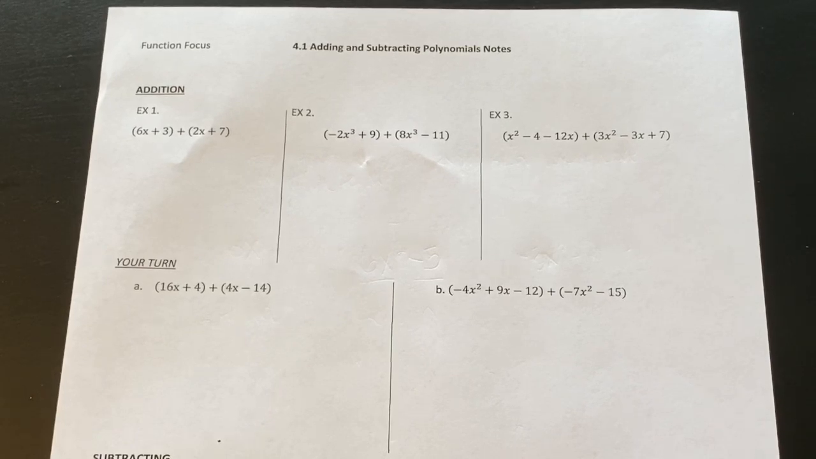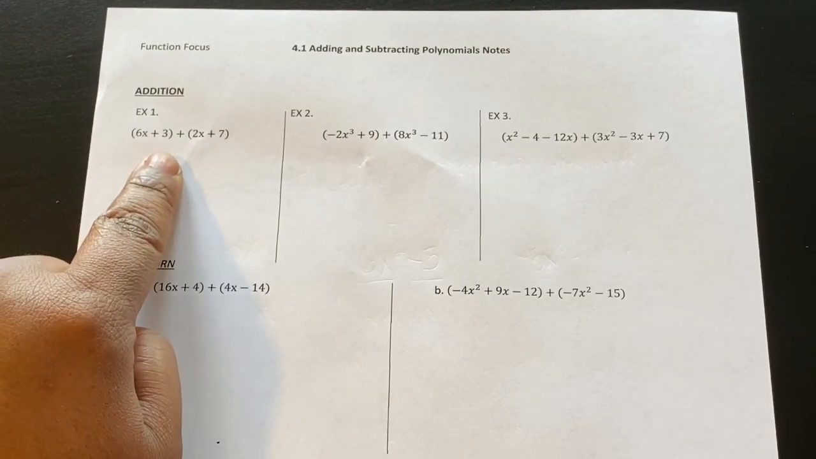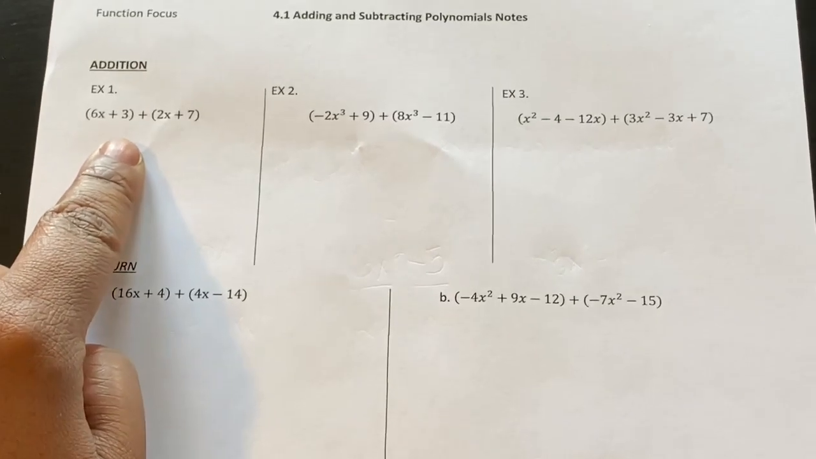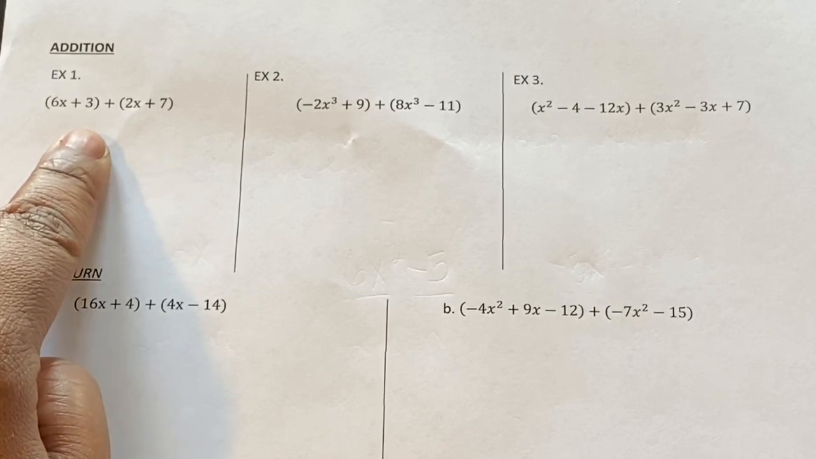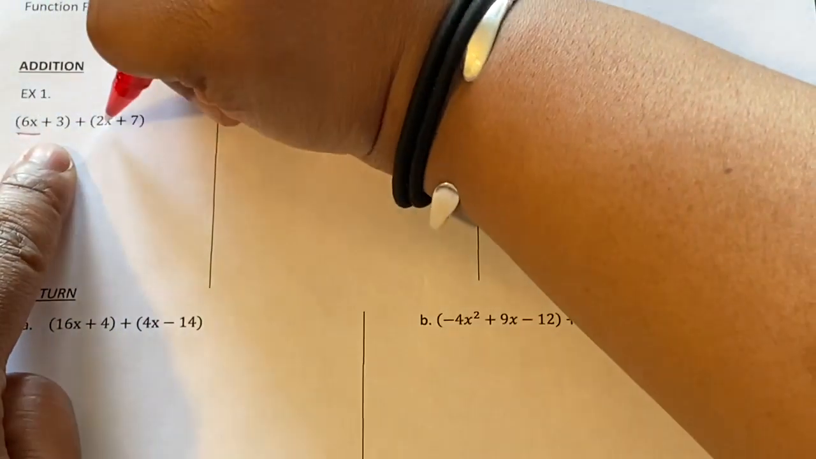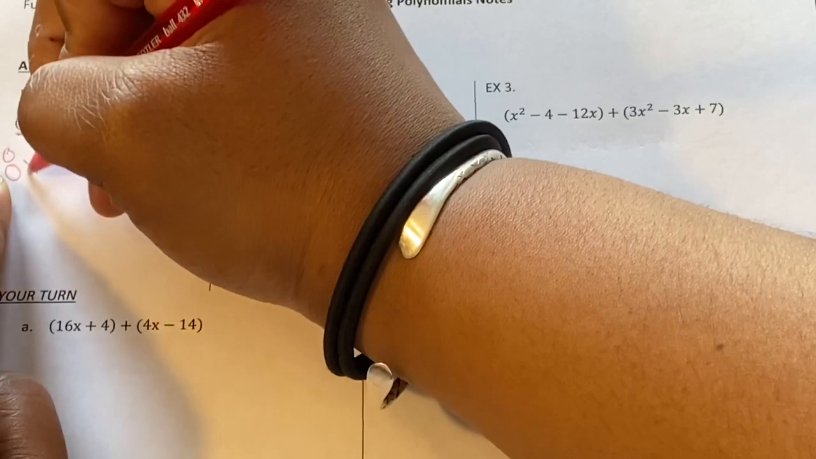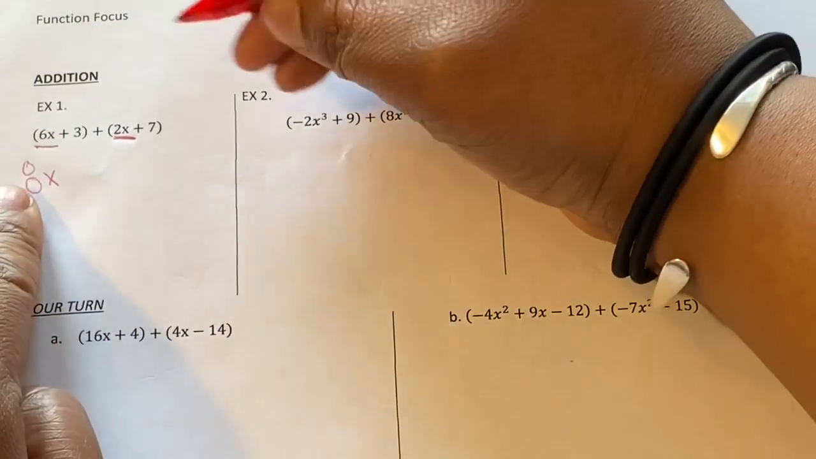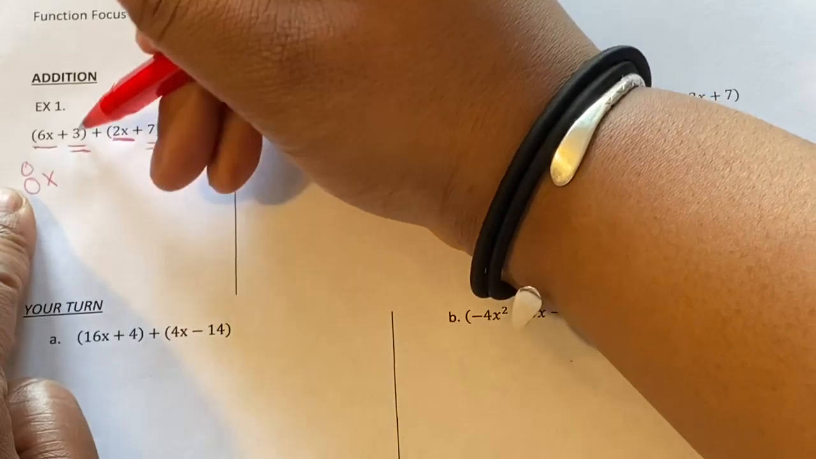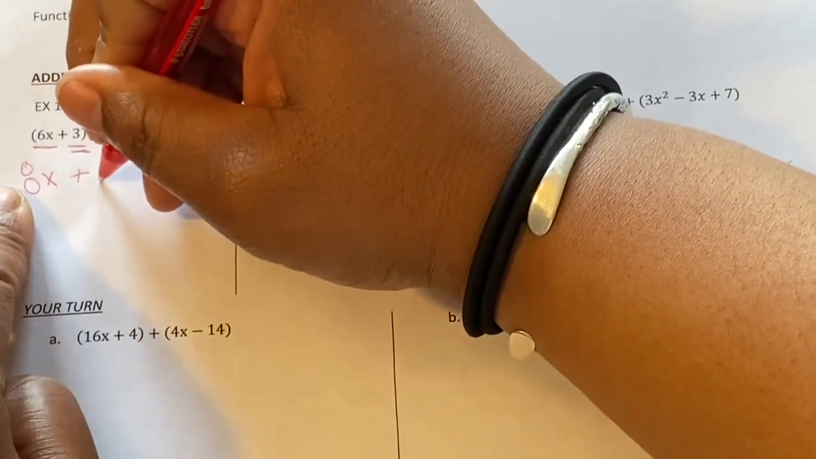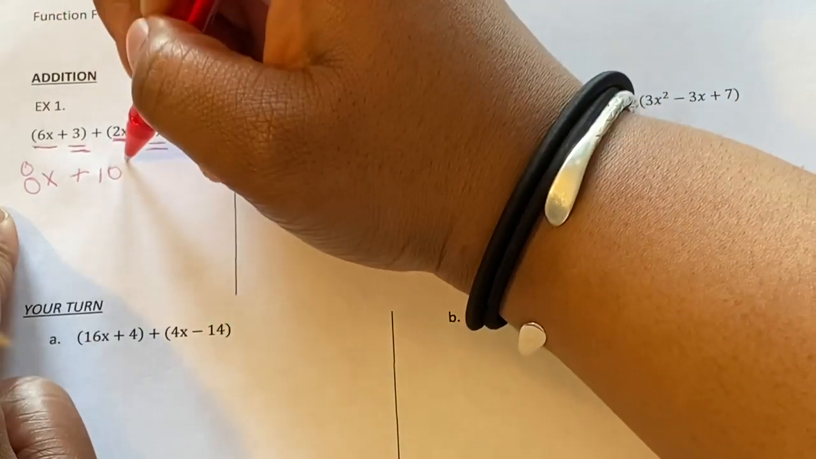So I have here example number 1, 6x plus 3 plus 2x plus 7. Addition is the easier one. All you have to do for addition is add or combine the like terms. What terms are alike here? This 6x has the same degree as this 2x. They are alike. So 6x plus 2x is 8x. And then this 3 and this 7 are alike. They are both constant terms. So 3 plus 7 is positive 10. So my answer to 6x plus 3 plus 2x plus 7 is 8x plus 10.